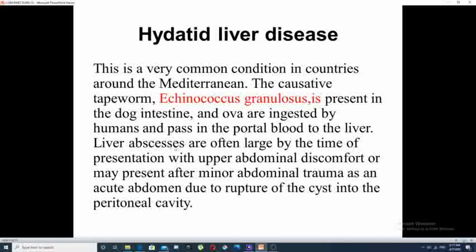Hydatid cysts are often large by the time of presentation with upper abdominal discomfort, or may present after minor abdominal trauma as an acute abdomen due to rupture of the cyst into the peritoneal cavity.